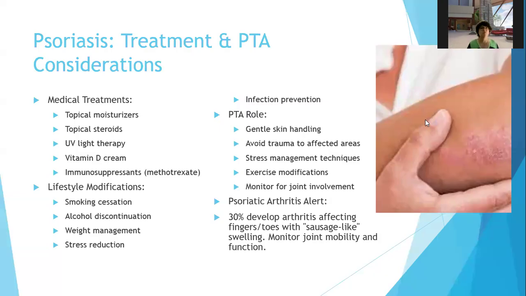The other recommended treatments for psoriasis are lifestyle modifications. Quit smoking, don't drink alcohol, manage your weight, manage your stress, infection prevention. So when we have someone with psoriasis, remember it's non-communicable, but you want to do gentle skin handling, avoiding trauma to affected areas. We can help teach people stress management techniques, exercise modifications, and we want to monitor for joint involvement because 30% of people with psoriasis develop psoriatic arthritis. You get what they call sausage-like swelling in the fingers and toes, and so you want to monitor joint mobility and function.